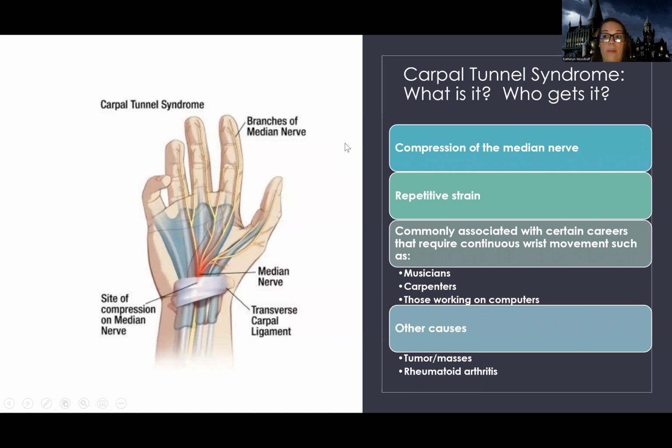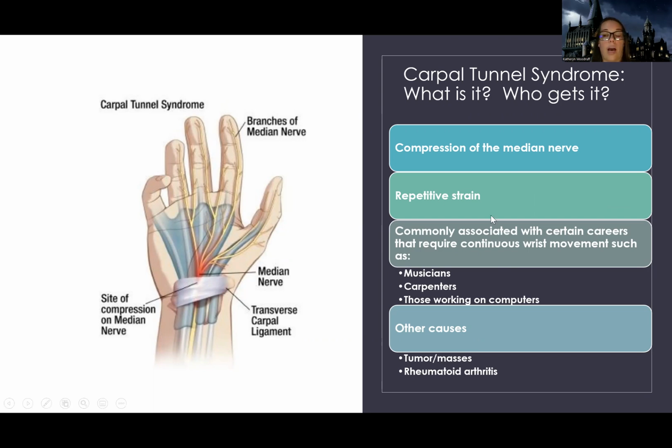So that's acute low back pain. Let's go now into carpal tunnel. Carpal tunnel is a compression of the median nerve, and that's going to be at the wrist. Carpal tunnel is a type of repetitive strain injury. Repetitive strain, kind of like acute low back pain, is where you're having a strain from occupation.